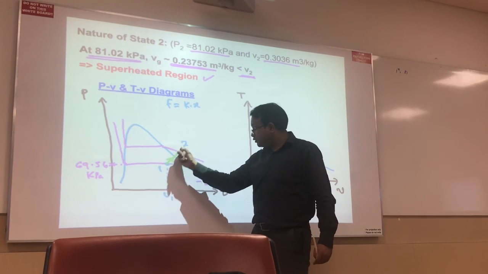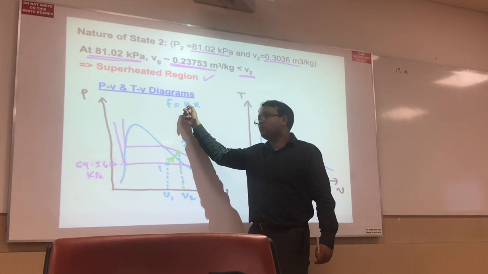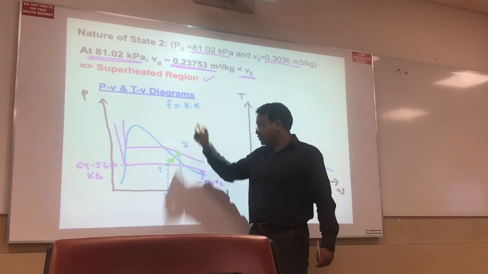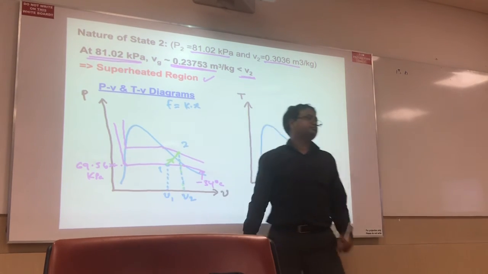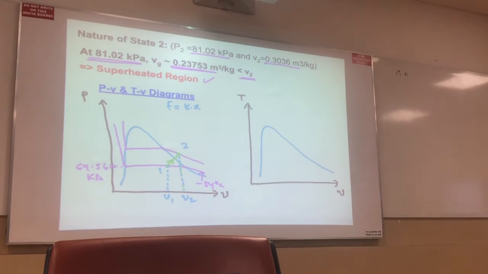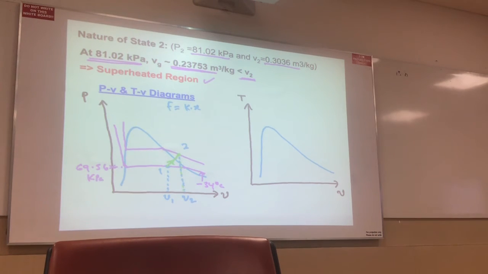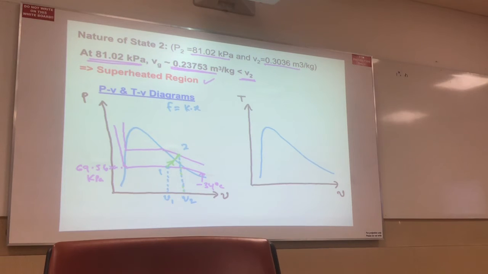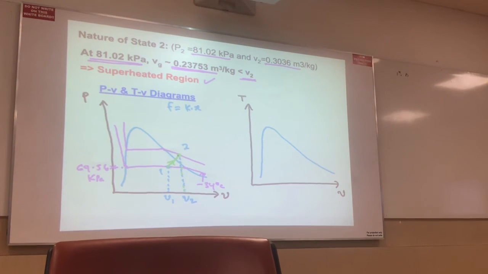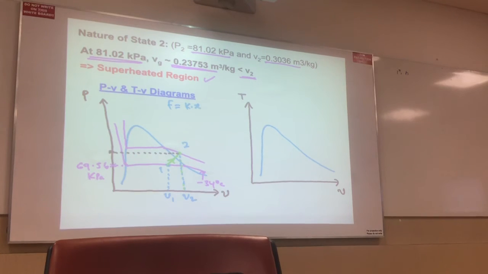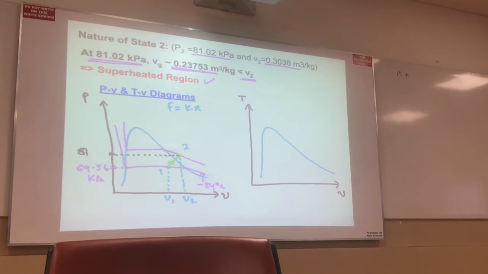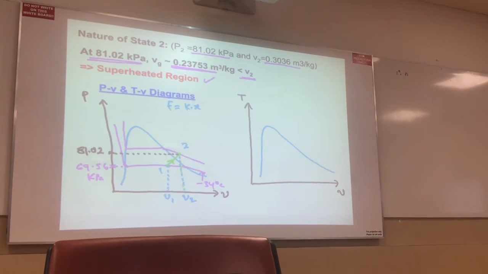And in that equation, this indicates the slope. The slope of this equation is K, which is 6.6. This is the reason. So I know V1 and V2. So what is the final pressure? If you draw one line, this indicates the final pressure, which is 81.02 kilopascal.